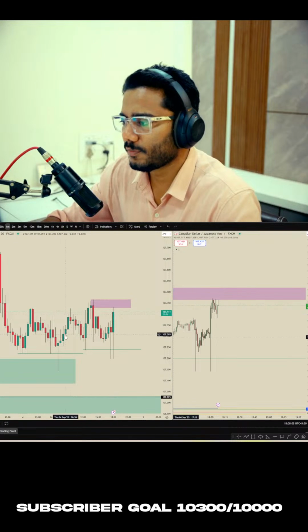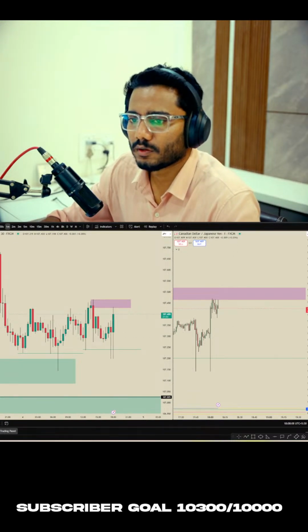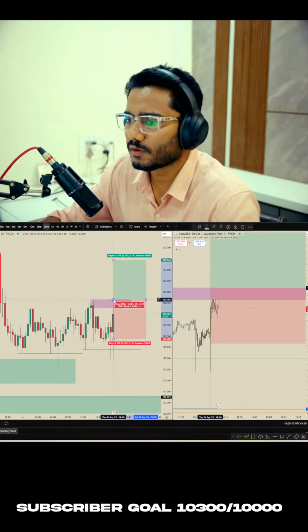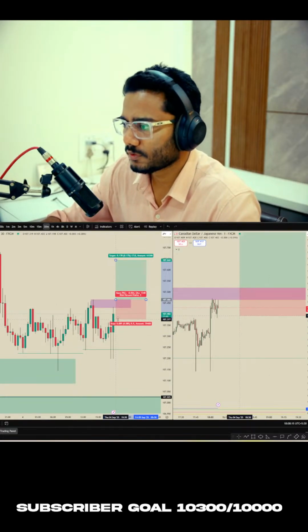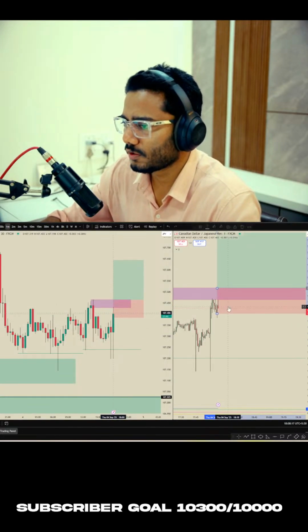Okay, the momentum is coming in. Let's wait for price to break this high so we can trade this breakout.